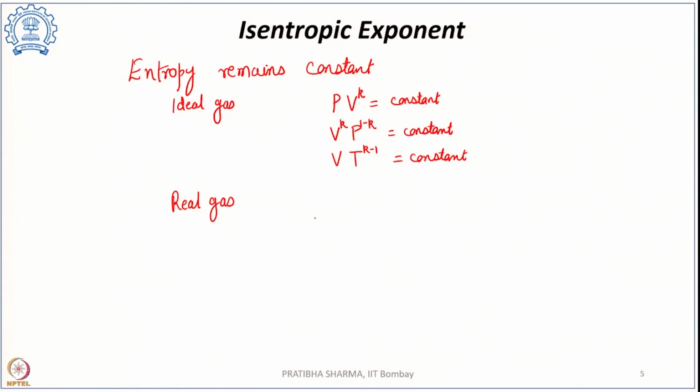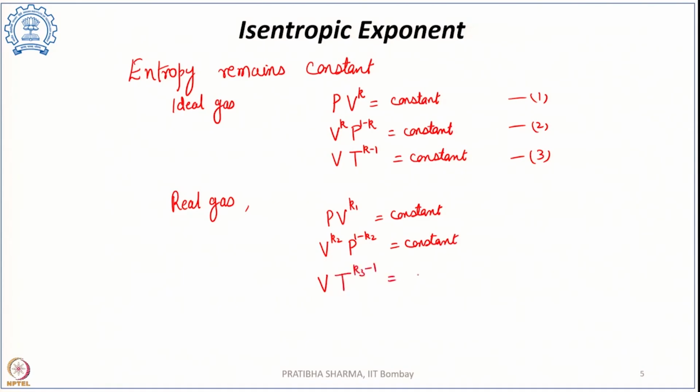the exponent which is used for the different state variables in each of these equations also differs. So, in case of a real gas, we can write the expression as, one minus K2 is equal to constant. For the first equation we have used K1, for the second equation K2 and for the third equation K3. These exponents differ depending upon which state variables they are connecting, and the exponent also changes with temperature and pressure.